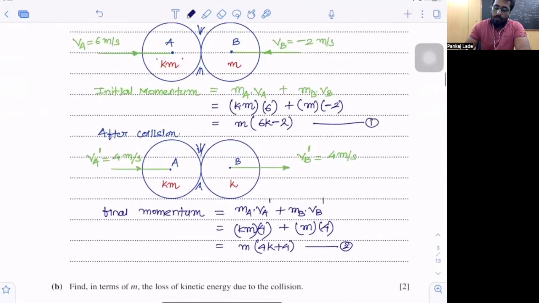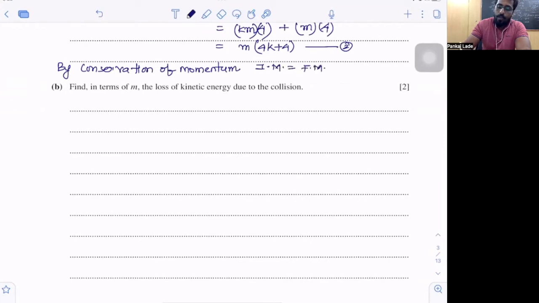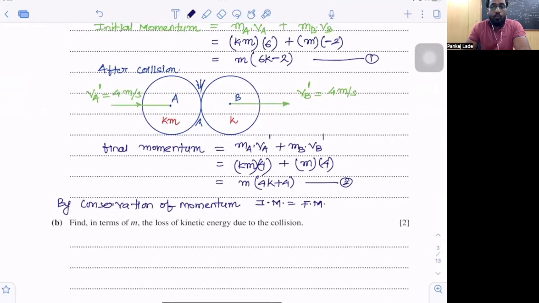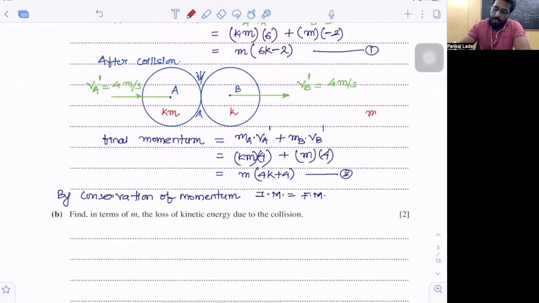So by conservation of momentum, initial momentum is equal to final momentum. So equate equations 1 and 2. So what do I get? m times of 6k minus 2 will become equal to, so I just utilize some space over here, m times of 6k minus 2 is equal to m times of 4k plus 4.